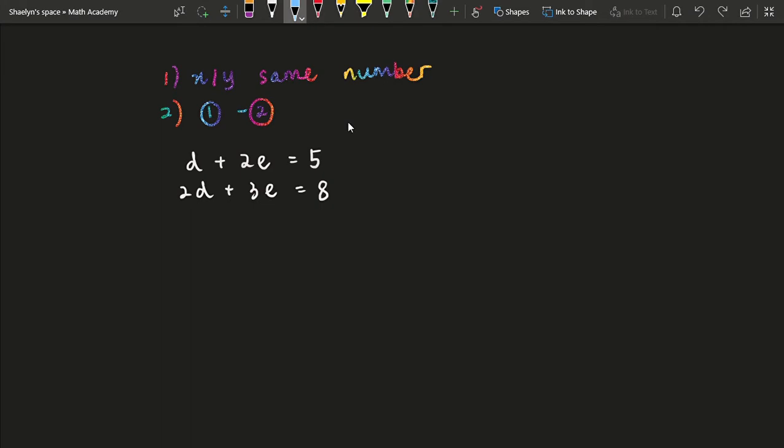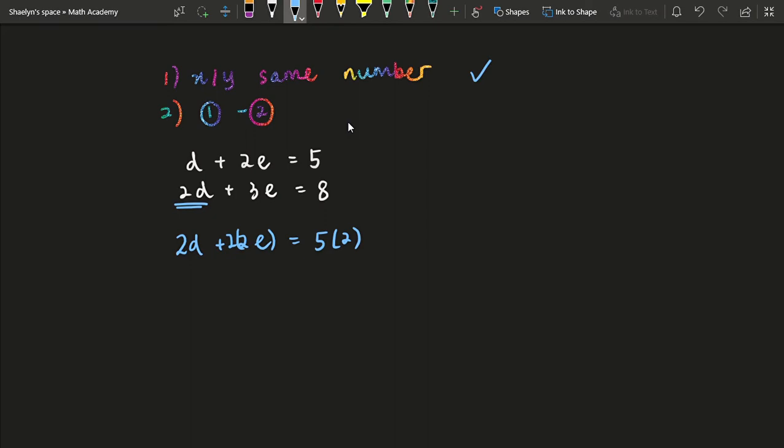In order to make them equal, you can choose to focus on D or focus on E. For me, I think focusing on D is much easier. So D plus 2E equals 5, and then I multiply 2 for everyone. Why do I want to multiply by 2? Because I want to get 2D. You see, I want to make them the same number. That's why I multiply by 2.